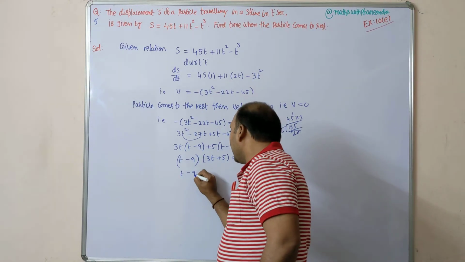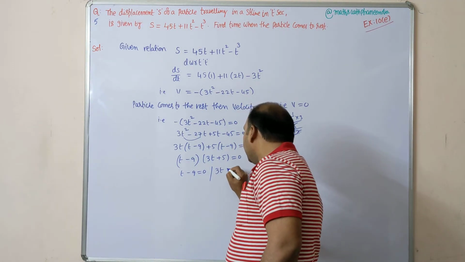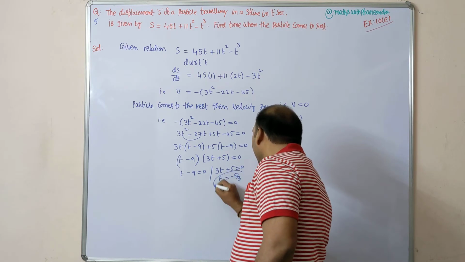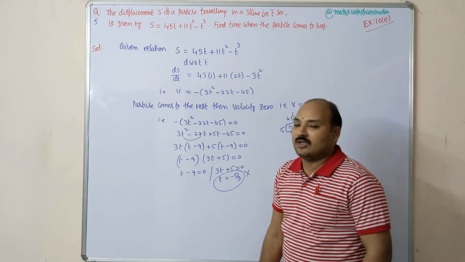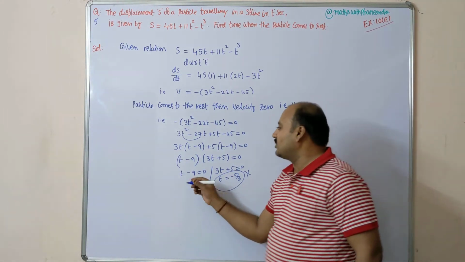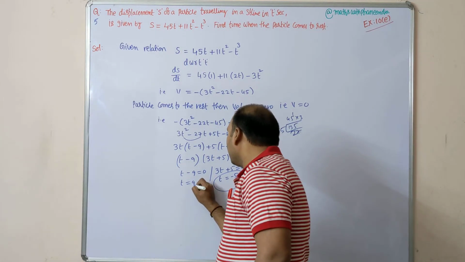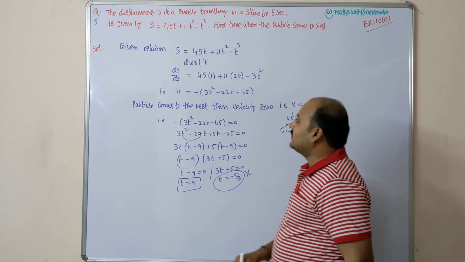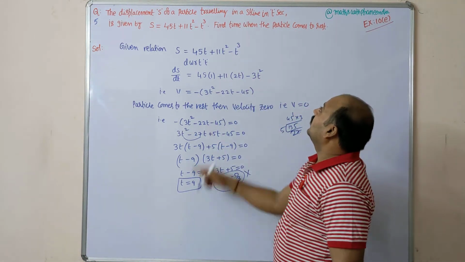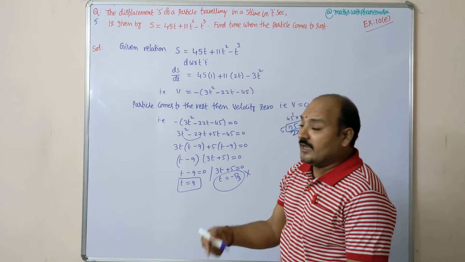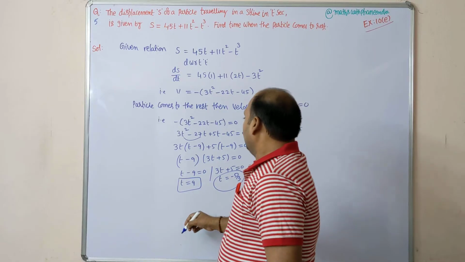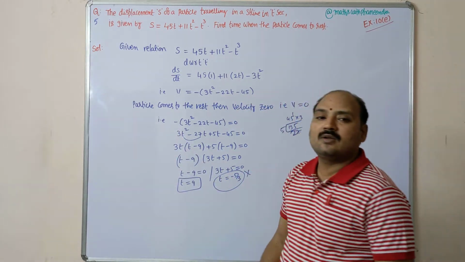So t minus 9 equal to 0 and 3t plus 5 equal to 0. So t equal to minus 5 by 3. It is absolutely wrong. Why? Because time cannot be negative. We cannot measure it. So t is equal to 9. At the time t is equal to 9 seconds, the particle comes to rest. Find time, time we found, when the particle comes to rest.